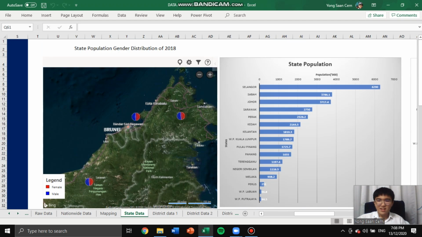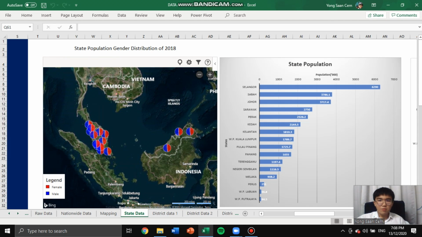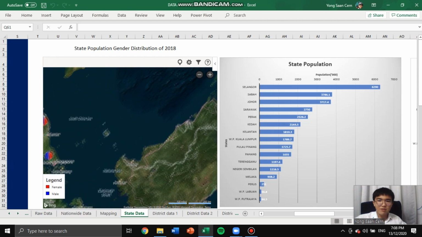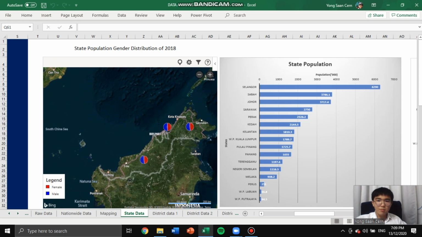So this is one of the first charts here, for the state population gender distribution. As you can see here, we are using the Bing Maps add-in from Excel, and we put a lot of pie charts to show you the gender distribution across Malaysia. You can see from this side of Malaysia, it's almost 50-50, but there's generally more male compared to female.